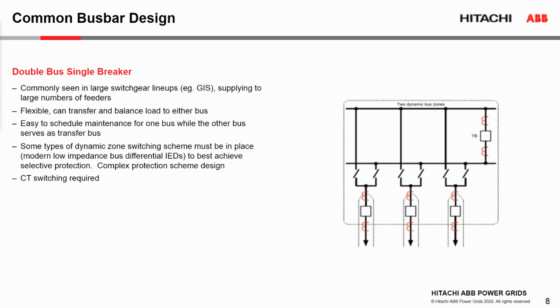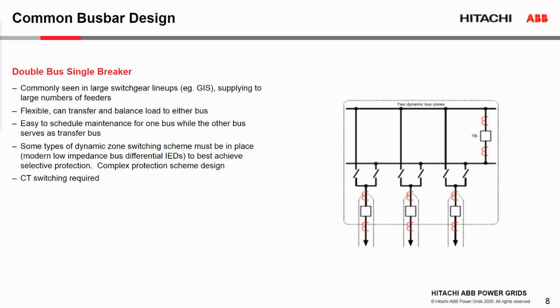In other words, one of these two buses can actually be used as a transfer bus, just like the previous scheme. Some type of dynamic zone switching must be in place because the bus protection needs to know which current transformers, which circuit, is connected to which busbar. Typically, you would know that by using the status of the disconnect switches.